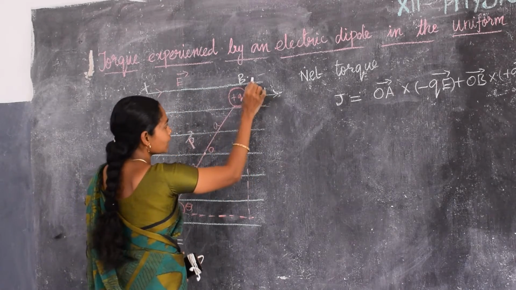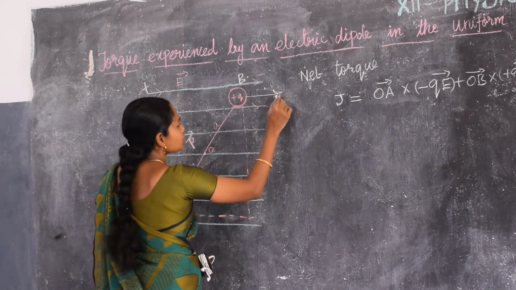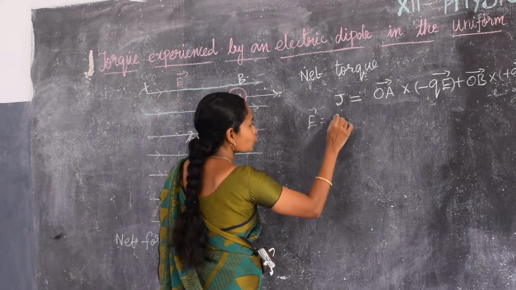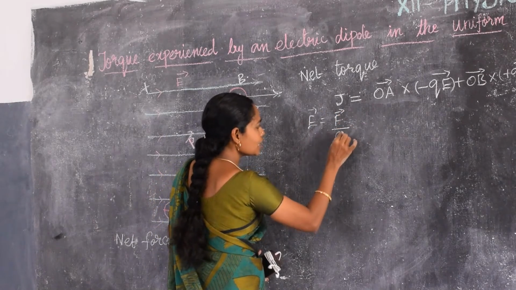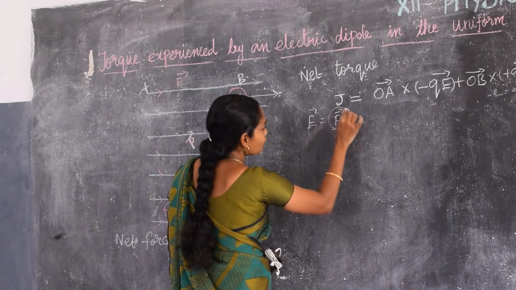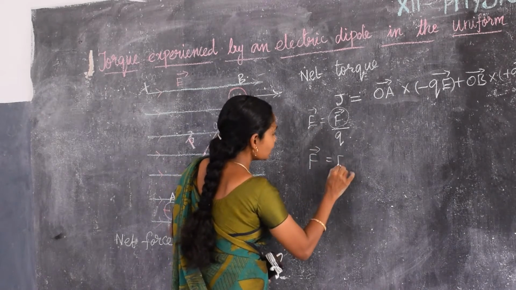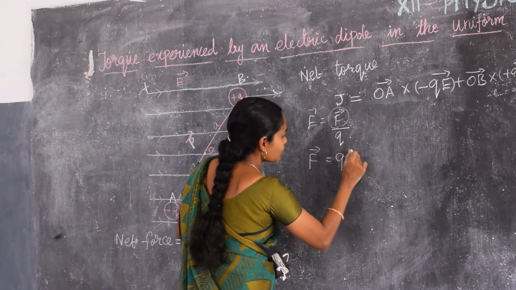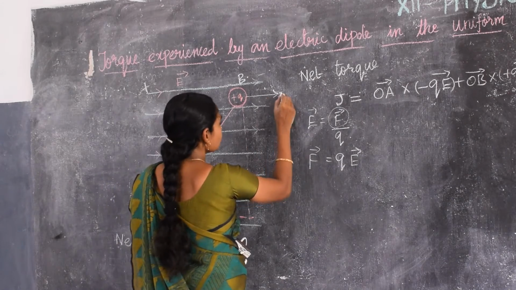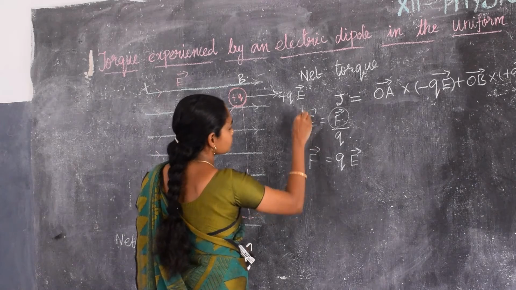Electric field direction is like this, isn't it? So in the electric field direction the force will act. So we know what is electric field. E vector is equal to force experienced by a test charge. So in that we have to calculate force. What is force value? Cross multiply these two, we get Q into E vector. Okay, for plus Q charge, the force will be plus Q into E vector.